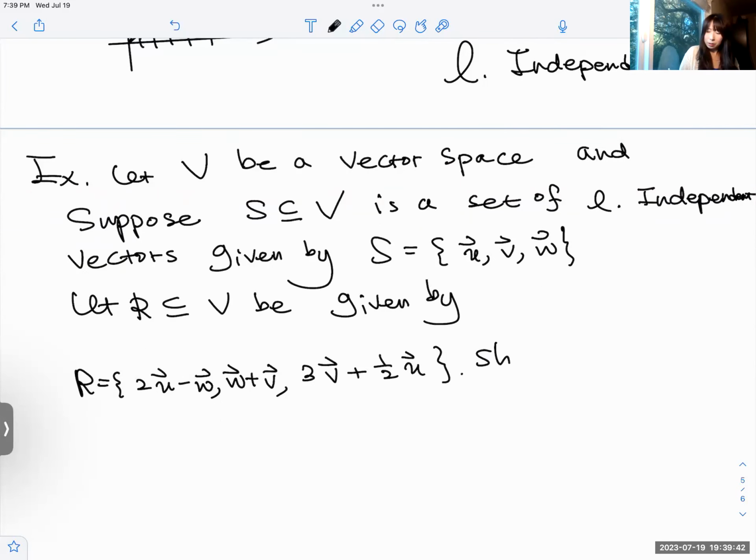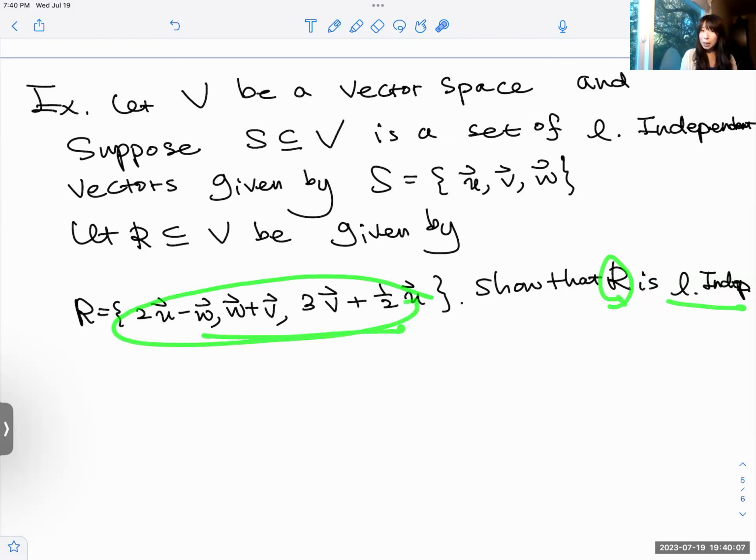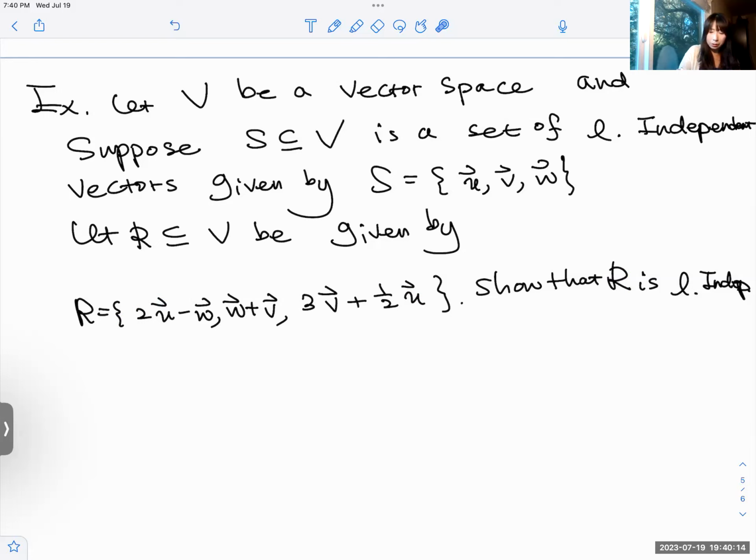Show that R is linearly independent. Okay, so same process, right? We want to show that there is only the trivial solution. So we want to show this is independent. We set up a sum with scalars equal to the 0 vector, and then we show the trivial solution. All right.